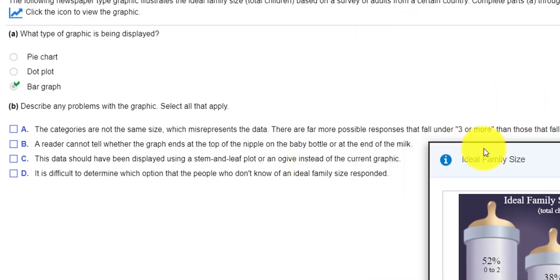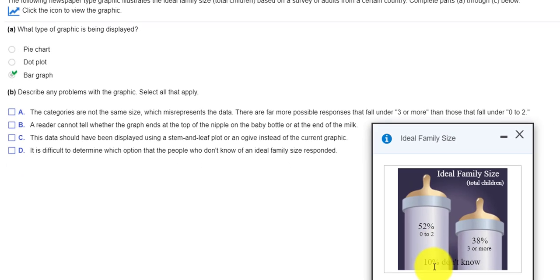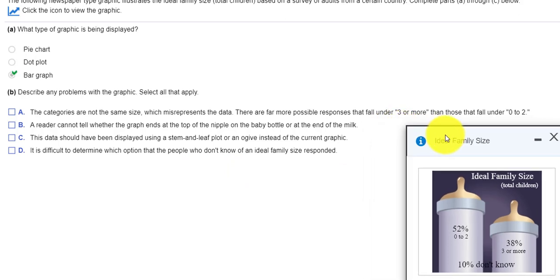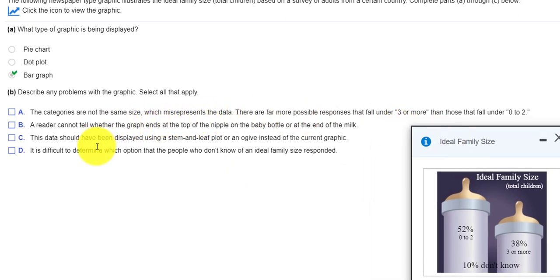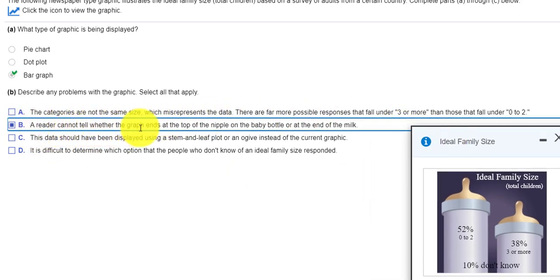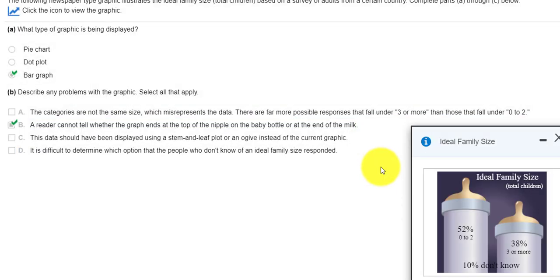So one problem I see right away is where does the 52% end? Does it end at the bottom here of the top? Does it end at the top of the nipple? I'm not really sure. So I'm going to say, yeah, the reader cannot tell whether the graph ends at the top of the nipple or in the baby bottle or at the end of the milk, right? I think that should do it. Yes, well done.